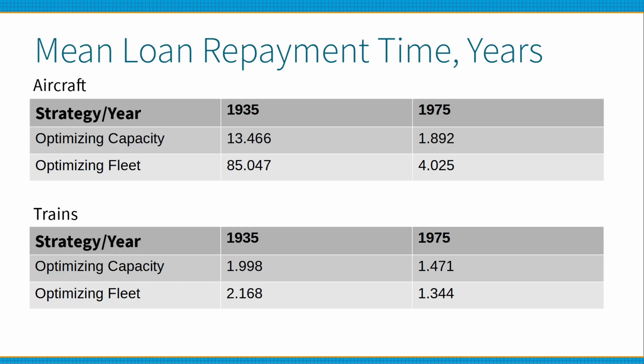So in 1935, you can expect to pay your loan off probably by year 3. Same with optimizing the fleet. And in 1975, it gets a little bit better. You usually are able to pay it off within 1.5 years, which is rather nice.